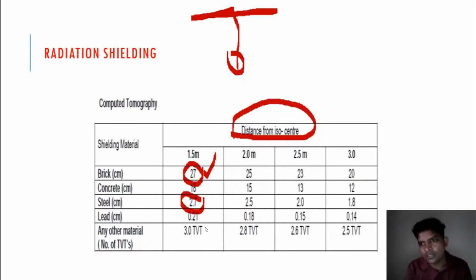If the isocenter is 3 meters away from the wall, then you can use bricks of lesser thickness, about 20 centimeters. So that is the benefit. Okay, so that's the most important part. This one you should know very well.